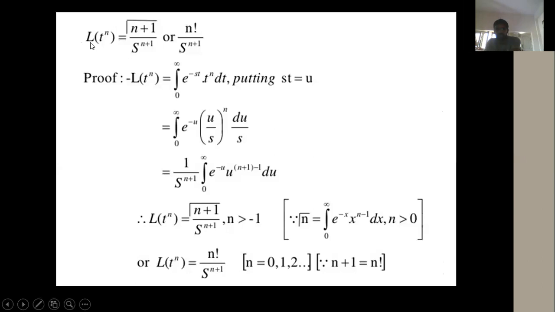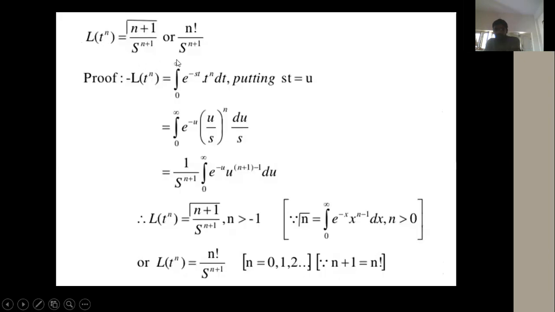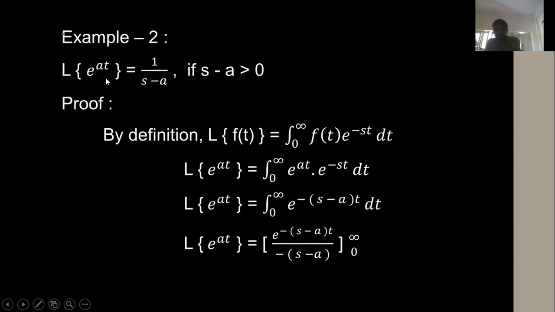So this is the generalized formula for Laplace transform of t power n. If you see here, Laplace transform of 1 can be written as 1 by s. Laplace transform of t is equal to 1 by s square, and so on. So generally, Laplace transform of t power n can be represented as n factorial by s power n plus 1. So this is your theorem statement, and you have to prove that theorem. Already we did this proof in the last class.